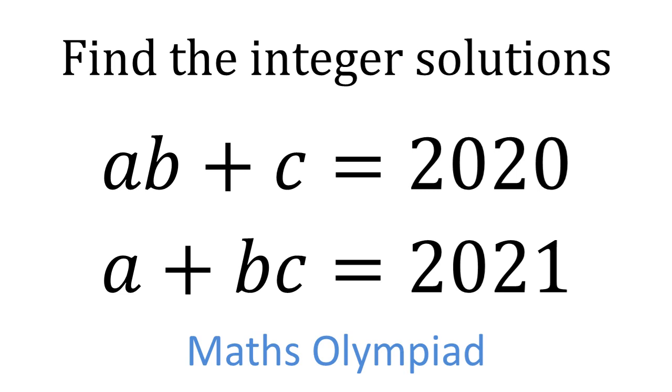In this Maths Olympiad question, we need to find the integer solutions to the equations ab plus c equals 2020 and a plus bc equals 2021. So here are our equations: ab plus c equals 2020, which I've labelled equation 1, and a plus bc equals 2021, which I've labelled as equation 2.